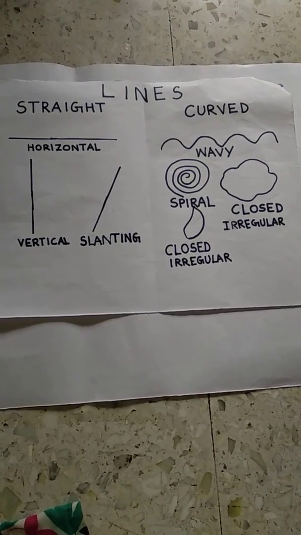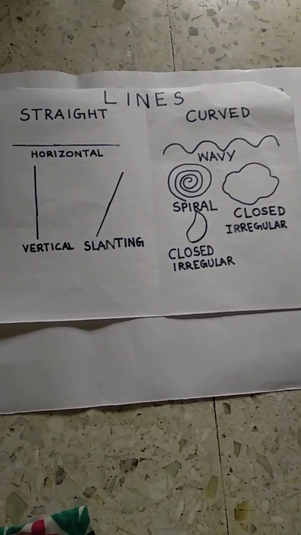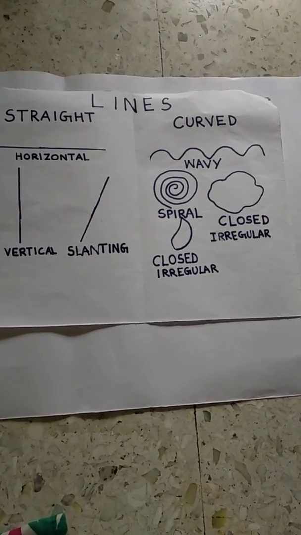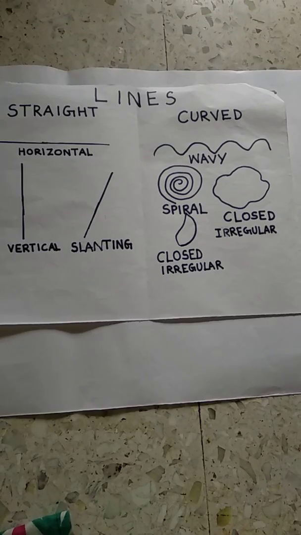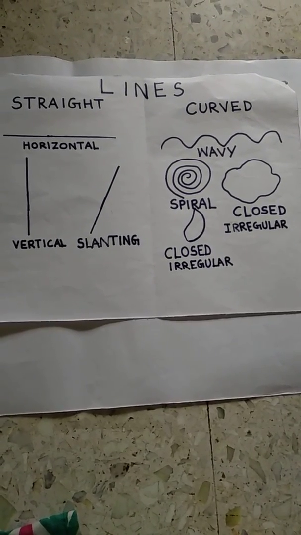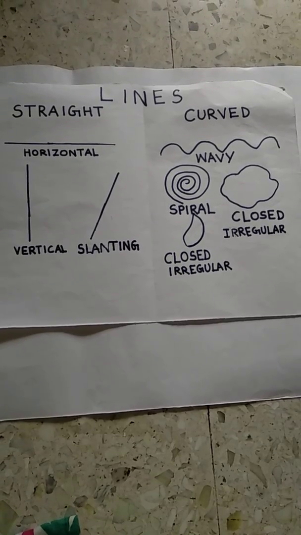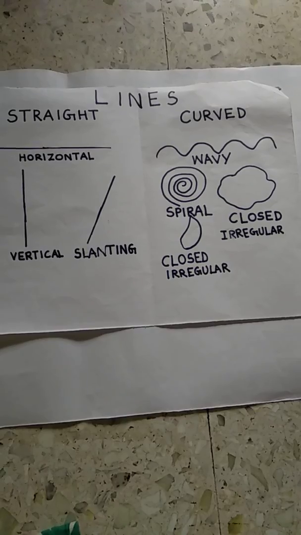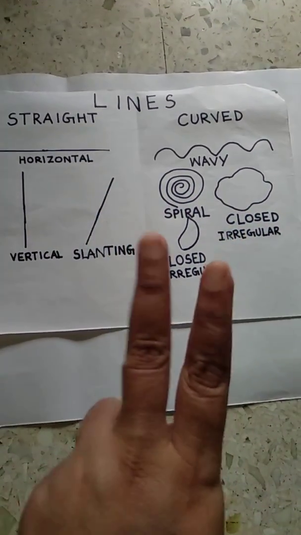Lines, lines, lines. We see lines all around us. And there are so many different types of lines. See, I have drawn many different types of lines for you. But these lines fall in two main categories.